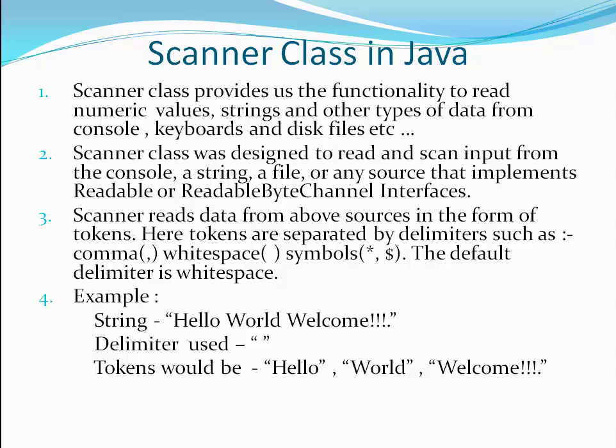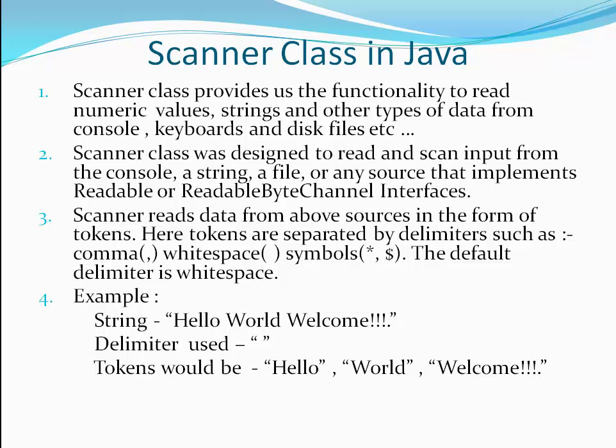Scanner class reads the data from our sources in the form of tokens. So, in order to separate out the tokens, Scanner class needs to know what the delimiters are. Some of the delimiters used by the Scanner class are comma, white space, and symbols such as star and dollar. Based on these, the Scanner class decides to take out the tokens by removing the comma, white space, or whichever the delimiter is, and it sends us back the token. The default delimiter used by the Scanner class is white space.